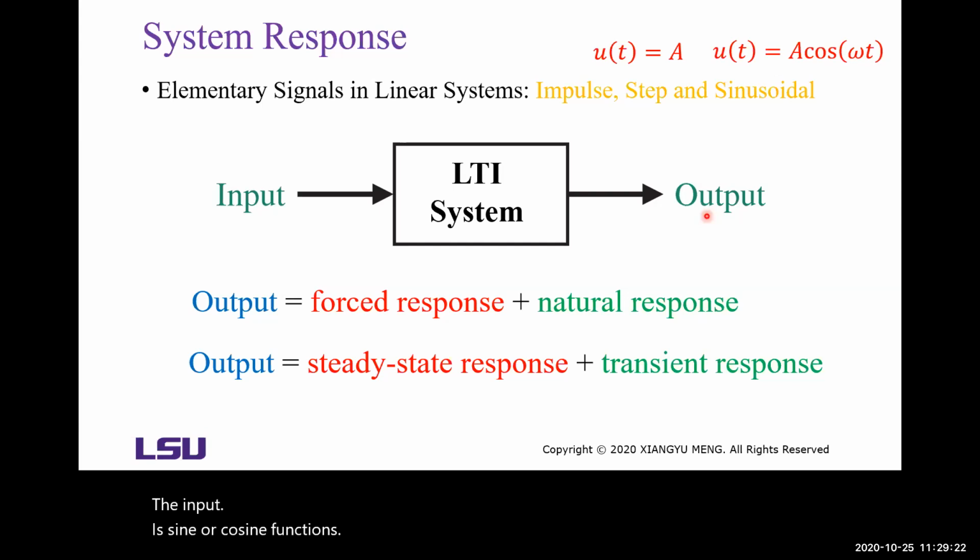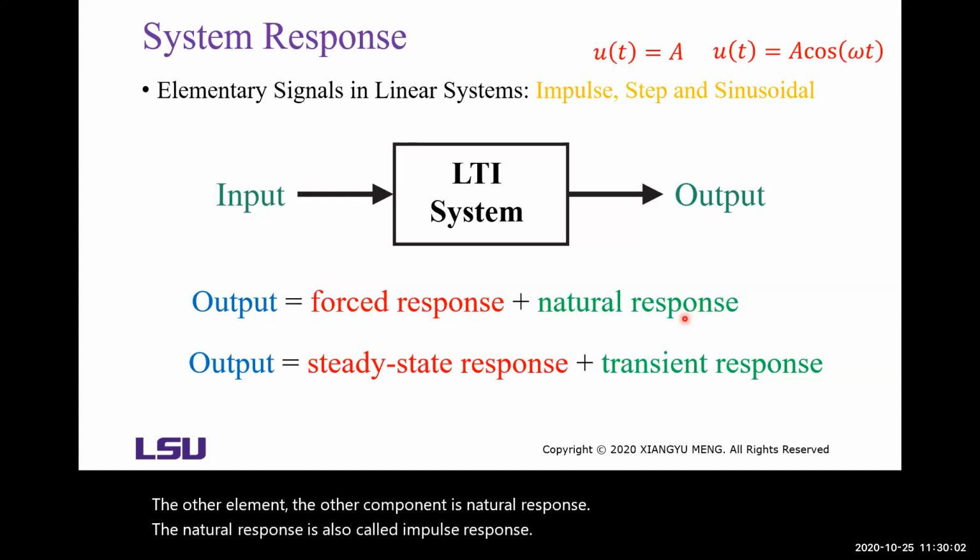So in general, the output contains two parts. It has two components. One is the forced response. This is because of the input signal. The other component is the natural response. The natural response is also called the impulse response.